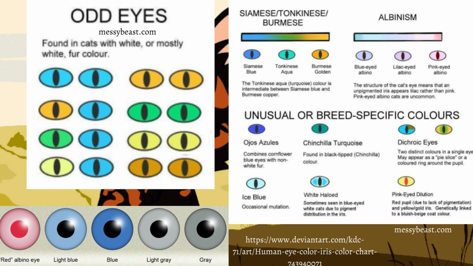All that to say that odd eyes is significantly more common than dichroic, and heterochromia in cats seems to be more common than it is in humans. As far as albinism goes, I would highly suggest that one does not use the albinistic eye colors unless they actually have albinism themselves, at least in this circumstance.